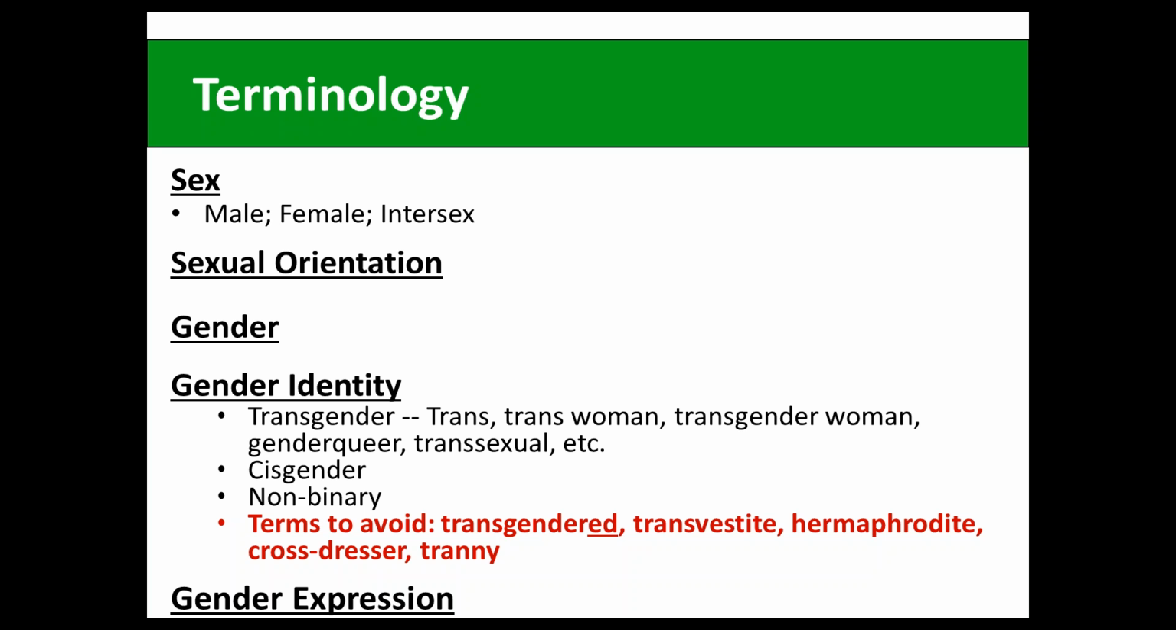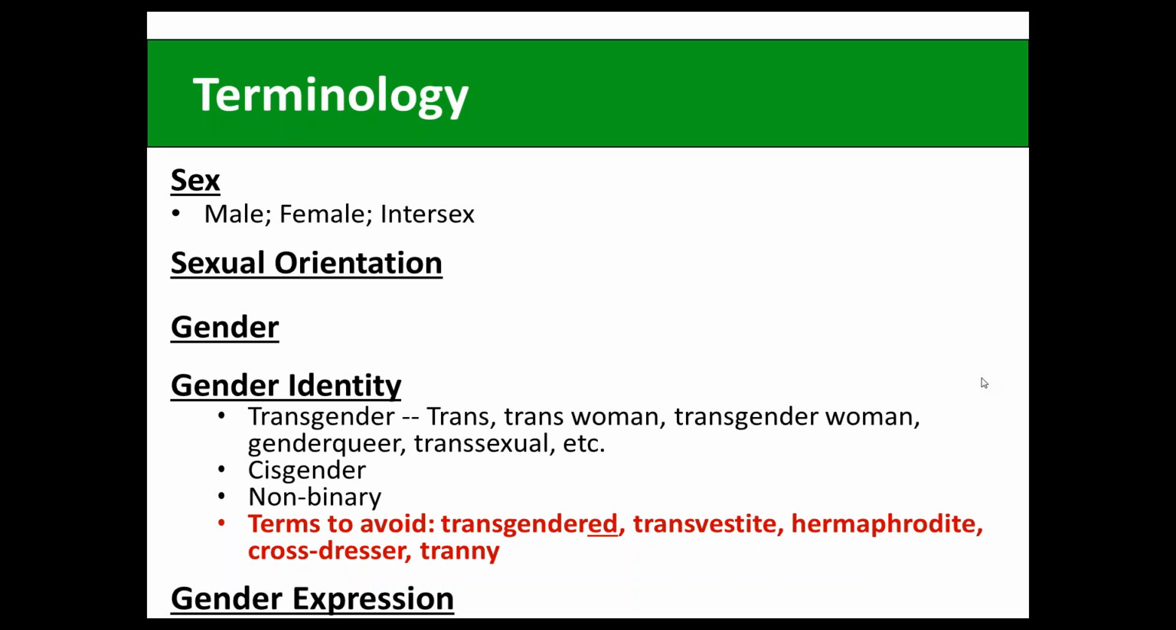Some other terms: transsexual fits under the transgender umbrella as well, and generally it refers to people who have had some kind of medical intervention that might be surgery or hormone replacement. People have different feelings about this term, so I wouldn't use it unless the client likes to refer to themselves that way. Cisgender refers to people whose gender does correspond to the sex they were assigned at birth. And some of the terms below, like transgendered and hermaphrodite, are also terms with negative histories that we would not refer to our clients as.